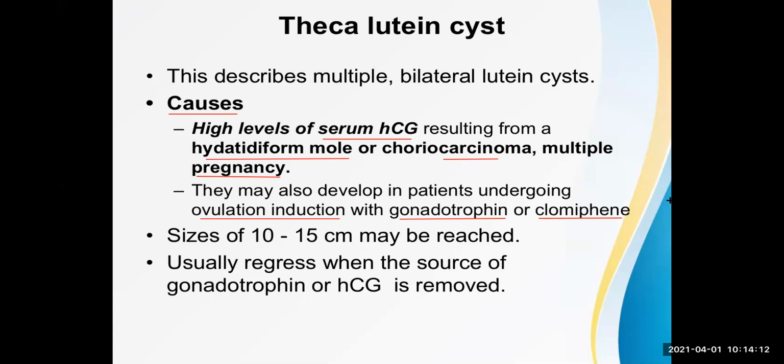Sometimes, in in vitro fertilization, you must have heard, like IVF, they need multiple ova, and they can prepare those ova for fertilization. So clomiphene is the drug which is used there along with gonadotropin. But not only that, they can develop theca lutein cyst after the rupture of those follicles as well. So this is a bit of a contradictory point. Sizes of 10 to 15 centimeters may be reached. We're talking about theca lutein cyst here, and usually they regress when the source of gonadotropin or HCG is removed.